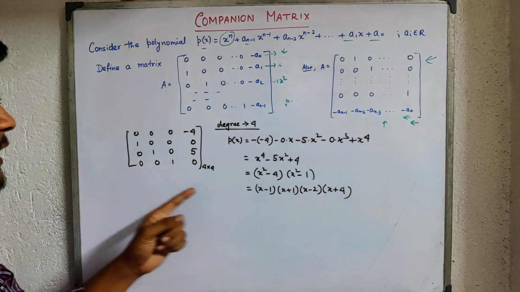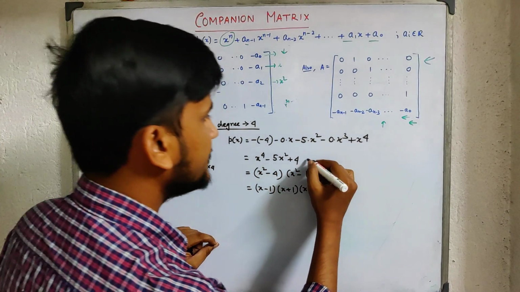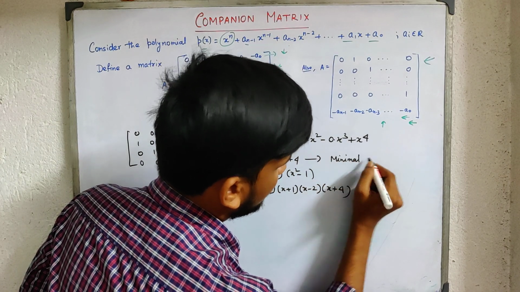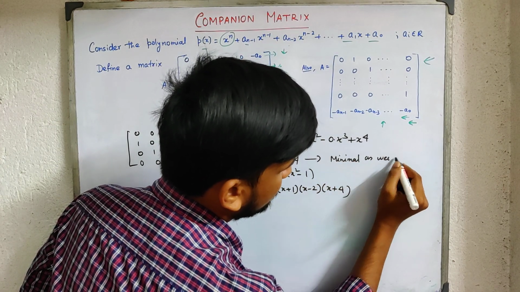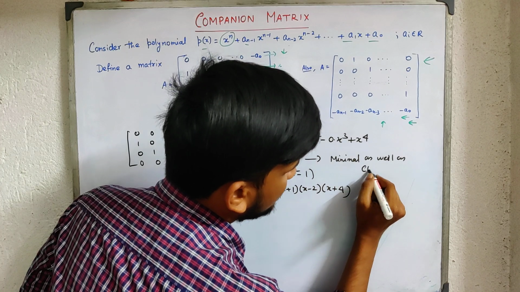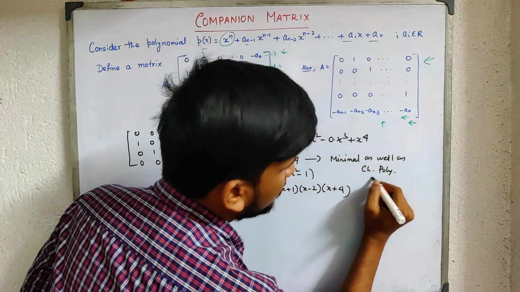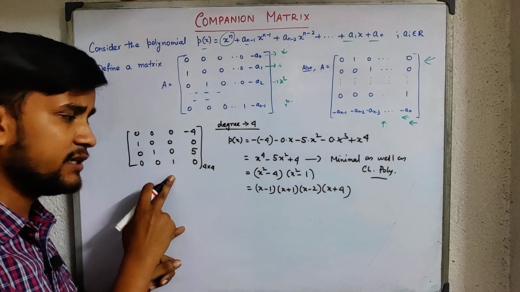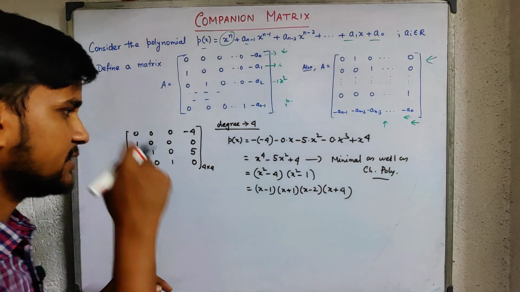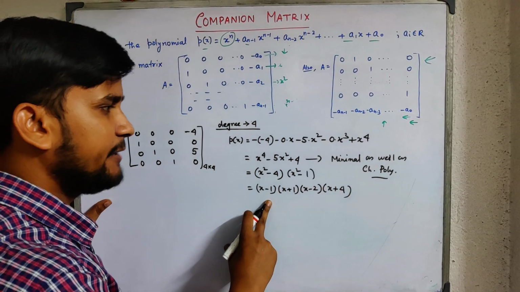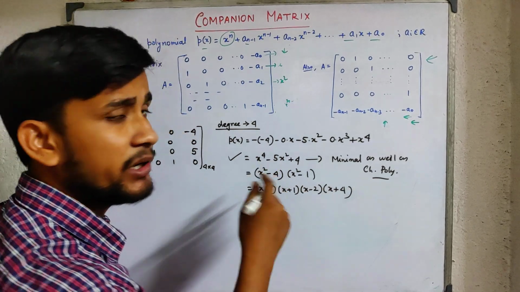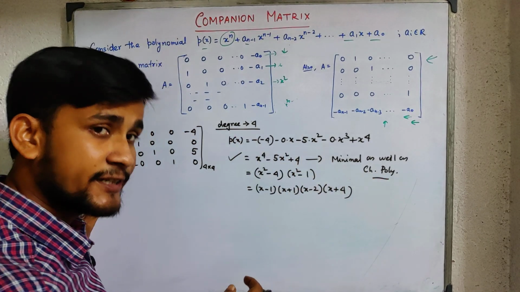So what is the minimal polynomial? This is the minimal polynomial as well as the characteristic polynomial. This question comes in the CSIR exam or any other exam. So this is the minimal polynomial, and this is also the characteristic polynomial.